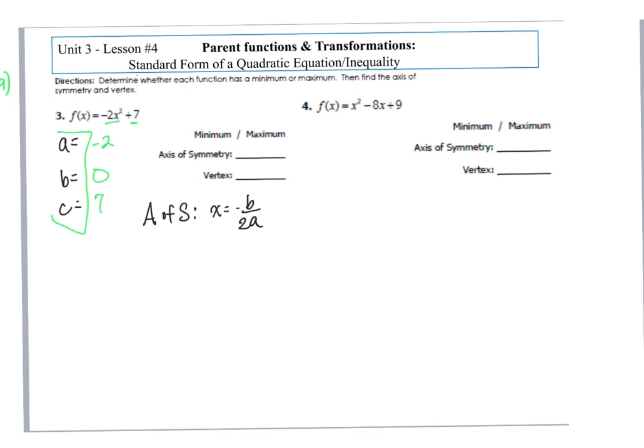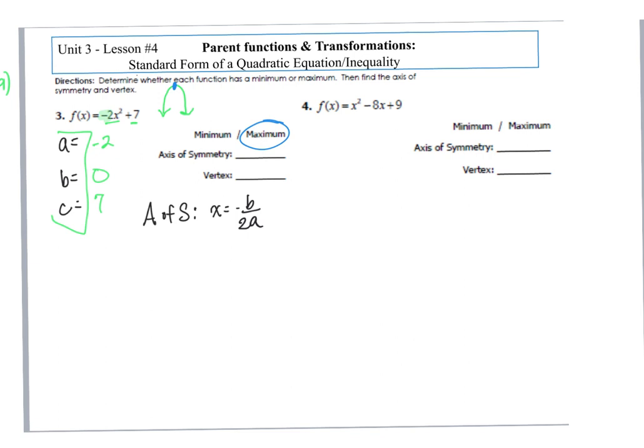Okay, so we labeled our a, b, and c. Now we need to think, what does this look like? I'm looking back at the very first number, in front of x squared. It is negative. Negative people are sad and they frown, so my arrows are going down. If my arrows are going down, then my vertex is at the highest point, so I have a maximum.